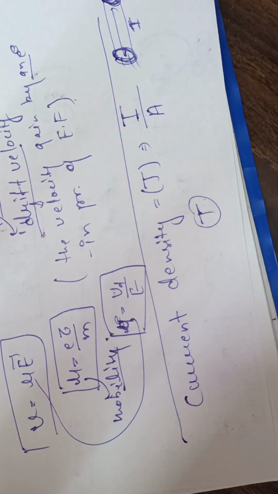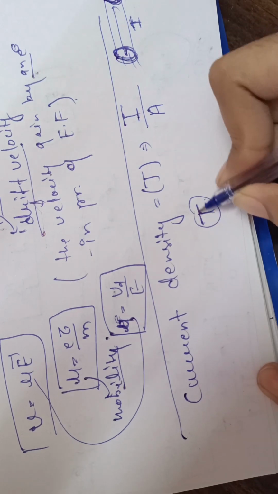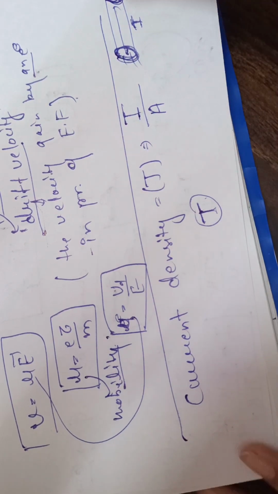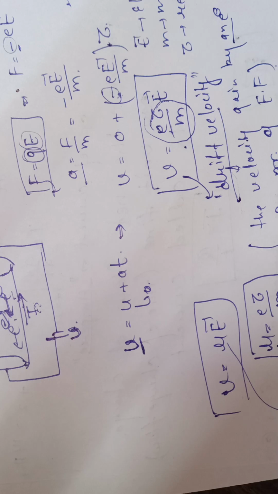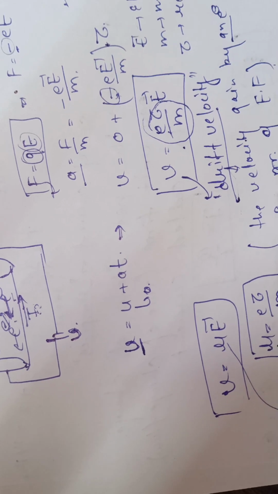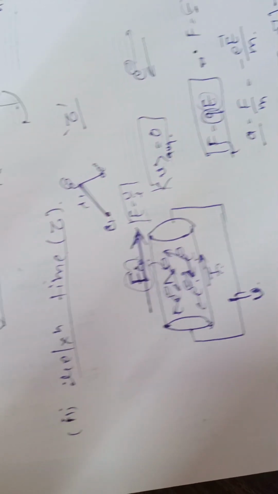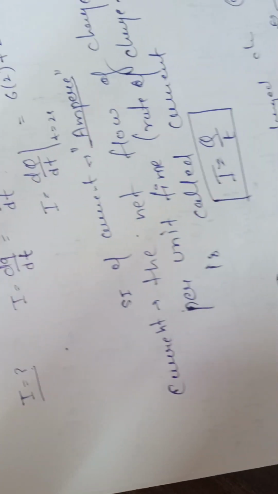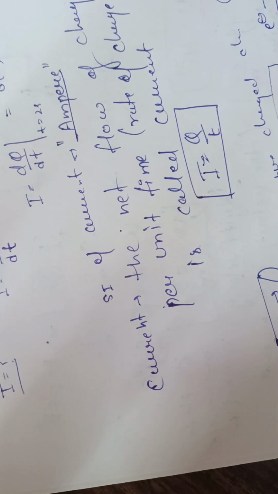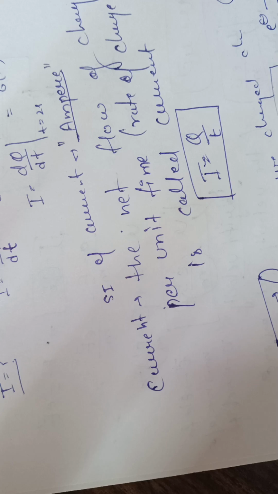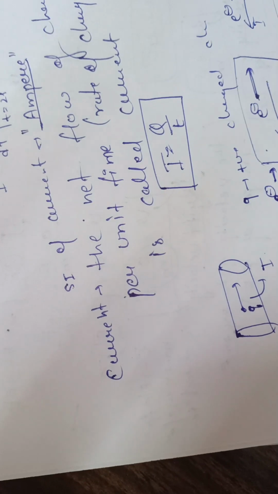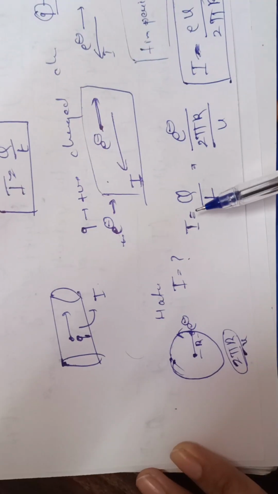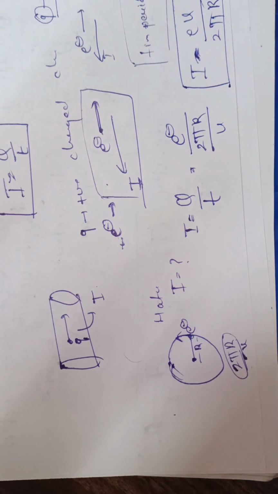Okay, that's it. We have learned so far about drift velocity, the mean free path, relaxation time, and the basic definition of current electricity, and how the charges flow in a conductor, and what the current will be in a circular path. So that's for today.